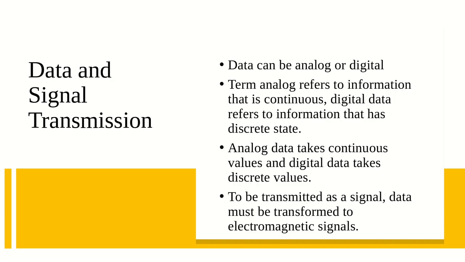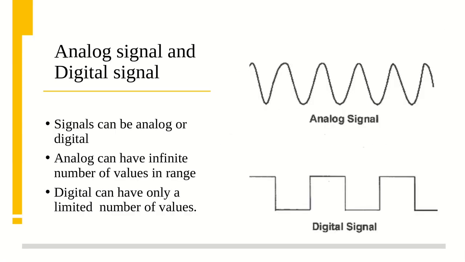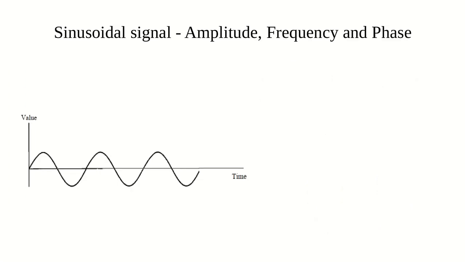Data can be analog or digital. The term analog refers to continuous data, and digital is for discrete states. Analog takes continuous values and digital takes discrete values. Signals can be analog or digital. So analog can have an infinite number of values in a range. Digital can have only a limited number of values.